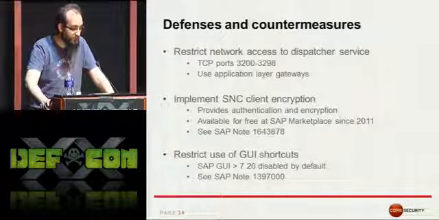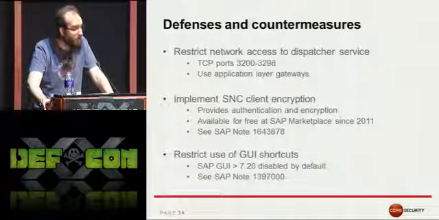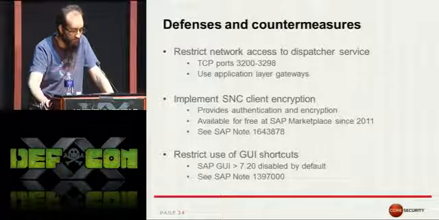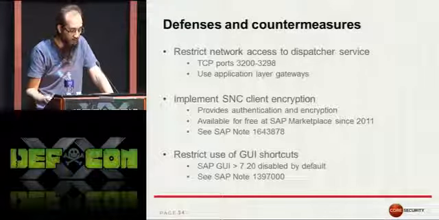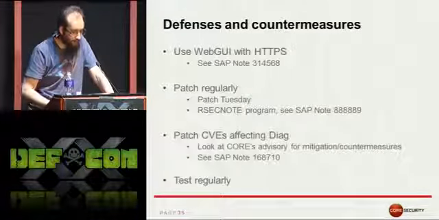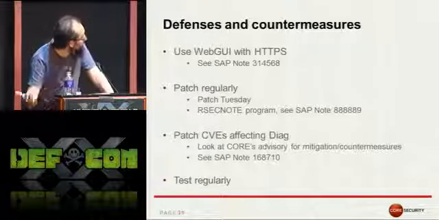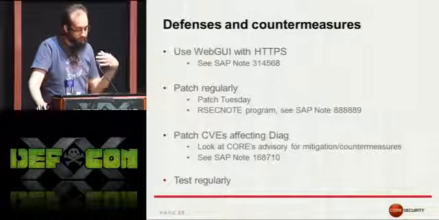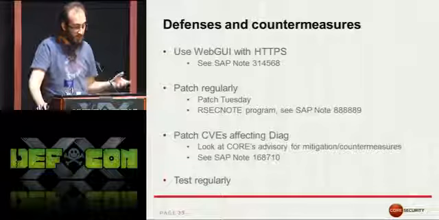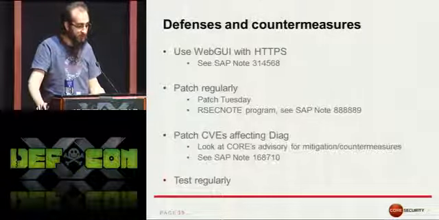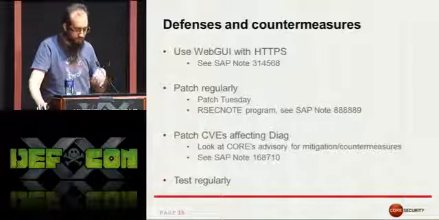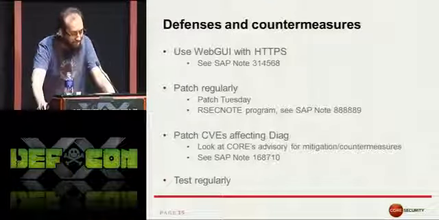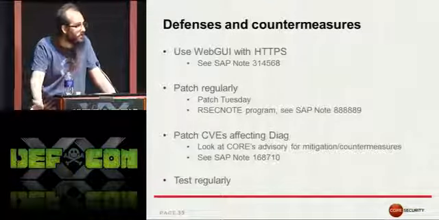Another recommendation is to restrict the use of GUI shortcuts. You can disable this function on all the SAP GUI installations. Another possibility could be to use the web GUI instead of the fat client. Obviously, patch all your systems regularly, especially those issues affecting the Diag protocol. There are also additional mitigation and countermeasure recommendations in the advisory. And obviously, test all your systems regularly.